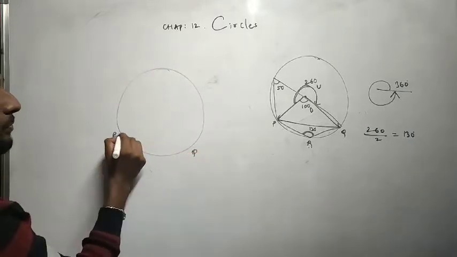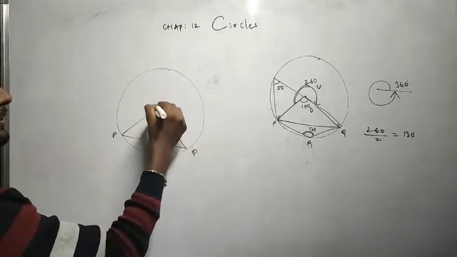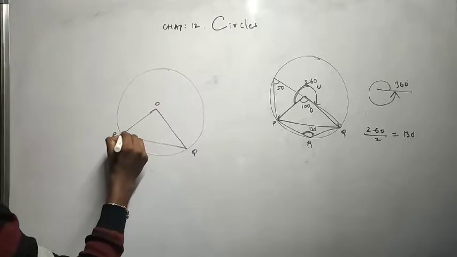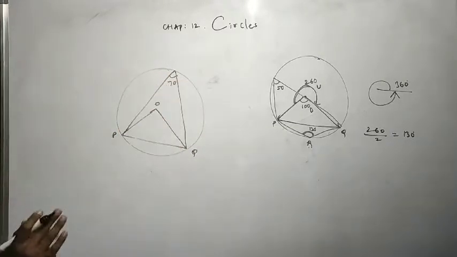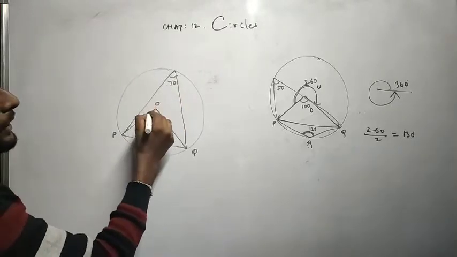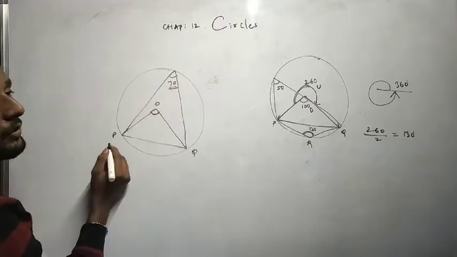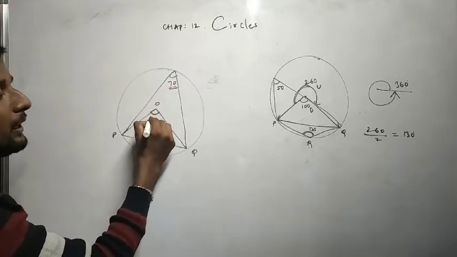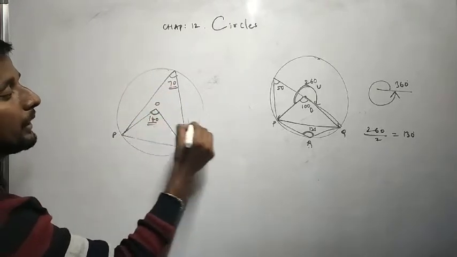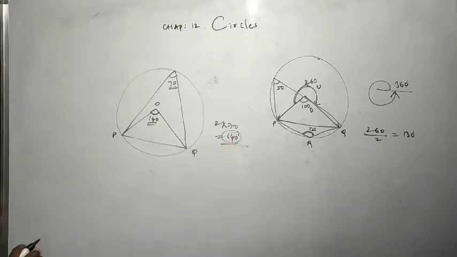PQ is a chord and O is the center, so angle POQ. Now I'll take a point somewhere. Here the angle is 70. Look, the angle opens downward, and here also the angle opens downward. So at the remaining part the angle is 70, and at the center the angle must be larger, double the angle. So 70 plus 70, or 2 into 70, the answer is 140.